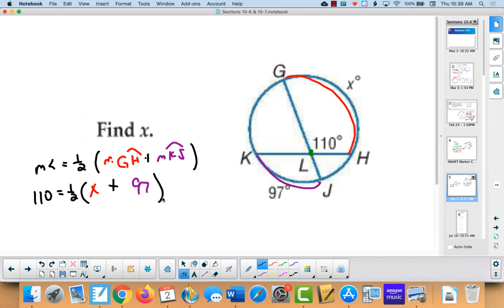The best way to solve this equation is to multiply both sides by 2 instead of distributing that 1/2. Because if I distribute that 1/2, I'm going to get a decimal or a fraction that I don't really want to work with. So if I multiply both sides by 2, I get this, and then 220 minus 97 is 123 degrees.